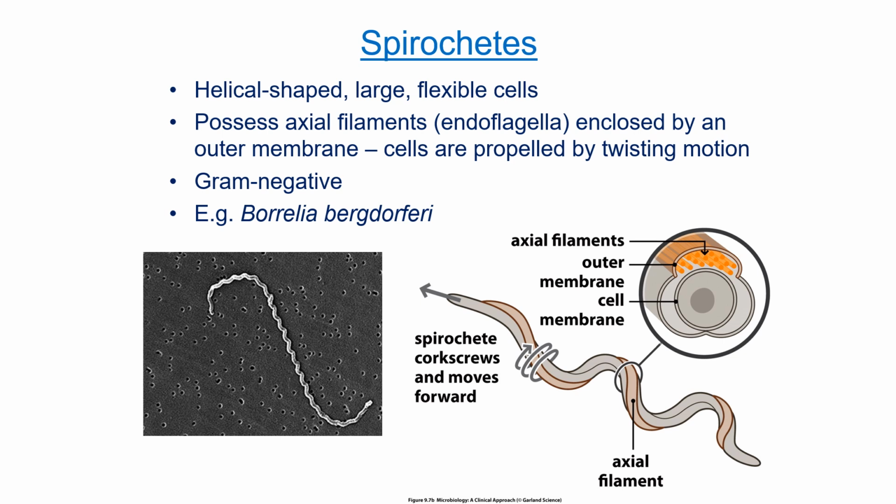Spirochetes, as we talked about, have an unusual way of getting around. They have these axial filaments or endoflagella that are strapped to the side of the cell, and they spin the entire cell. An important member of this group is Borrelia, which causes Lyme disease.